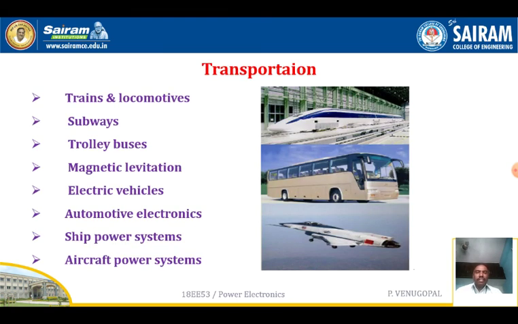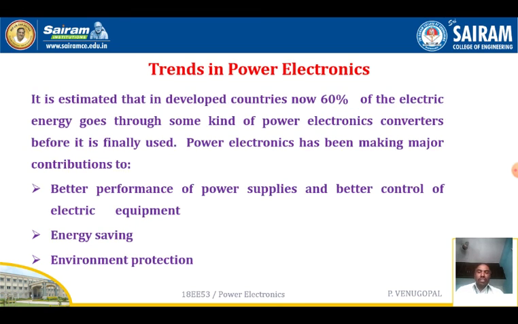Our next application is transportation. We can use power electronic devices in trains and locomotives, subways, trolley buses, magnetic levitation, and electric vehicles. In electric car technology, the inverter plays the vital role. The battery and the inverter are the basic building blocks of electric cars. Also in automated electronics, ship power systems and aircraft power systems. These are the applications in the transportation sector.